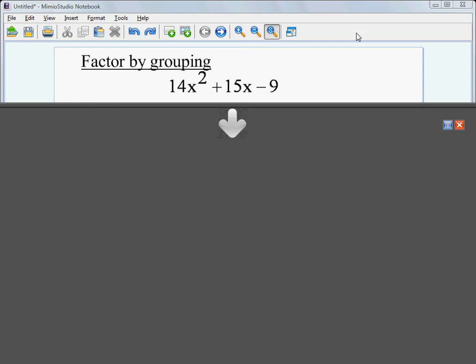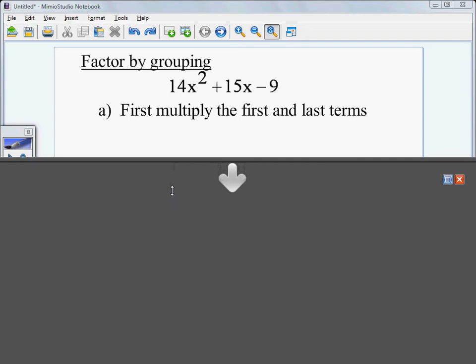All right, in this video we're going to talk about how you can factor a trinomial by grouping. So we're going to take the trinomial 14x squared plus 15x minus 9 and go through the steps you would follow to factor by grouping.